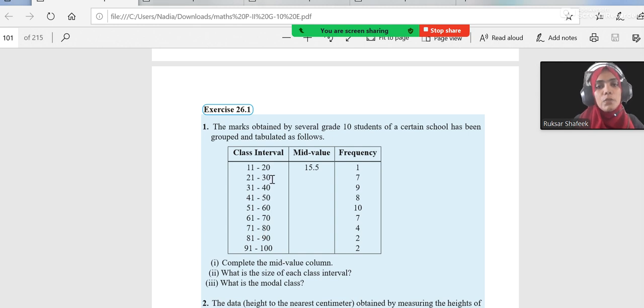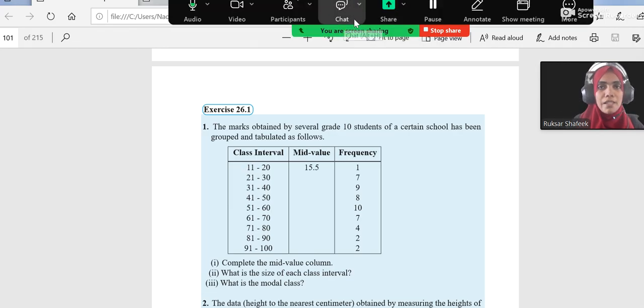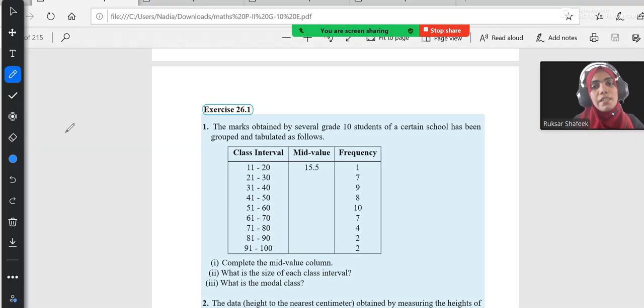Finding the mid value is basically adding the two class limits. In this case, you add 20 plus 11, which gives 31. Now 31 needs to be divided by 2, and I get the answer 15.5. That's how we get this mid value column. There will be a pattern as well. For example, 30 plus 21 gives 51, and 51 divided by 2 gives 25.5. The next ones would be 35.5, 45.5, 55.5, 65.5, 75.5.